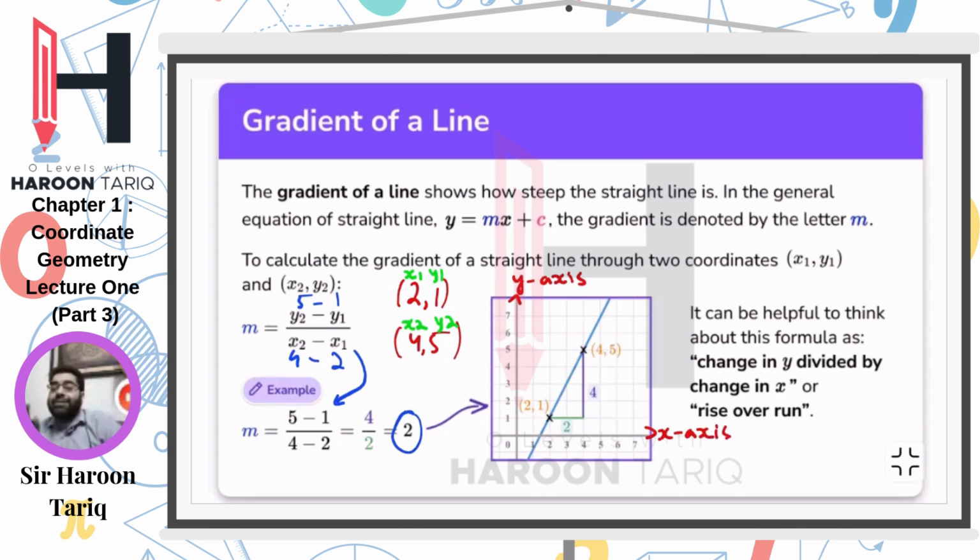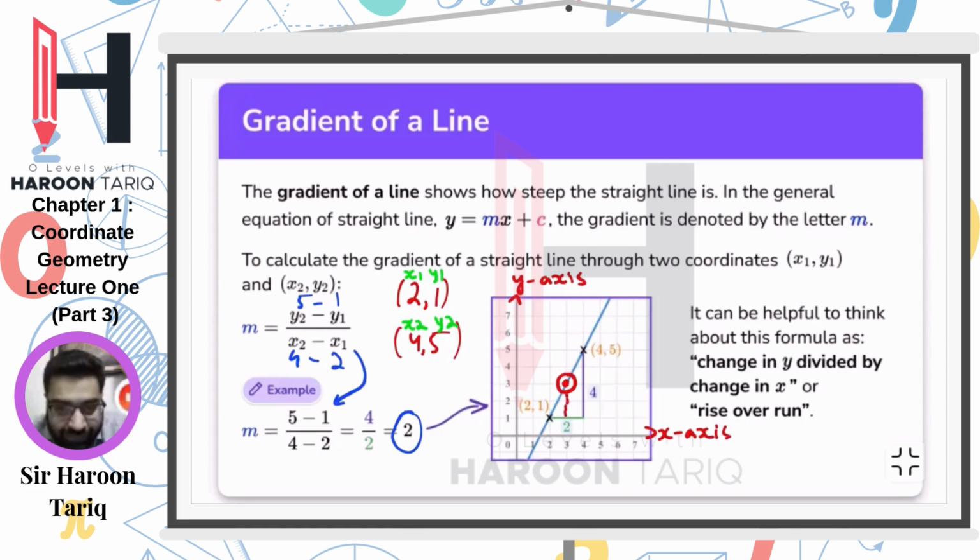Okay, now Hamdan has asked a great question. He's saying, to get the gradient, can I take any value on this straight line that I have? Yes, you can. You get the same answer as long as it is on this straight line. So for example, you could have taken this point as well.